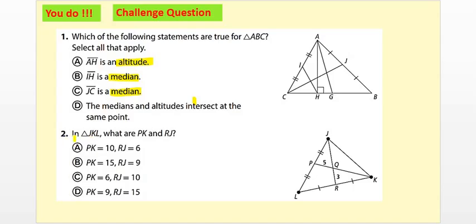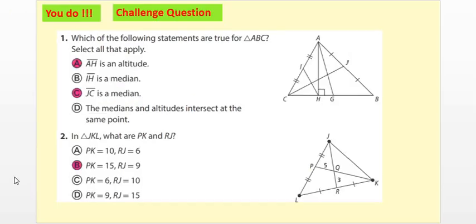In the second question, they are talking about the triangle JKL, what are PK and RJ? What are PK and RJ means they want to know the measurements of these. So better pause the video here, solve both these questions on your own, and then play the video to check your answers. So here are the correct options.